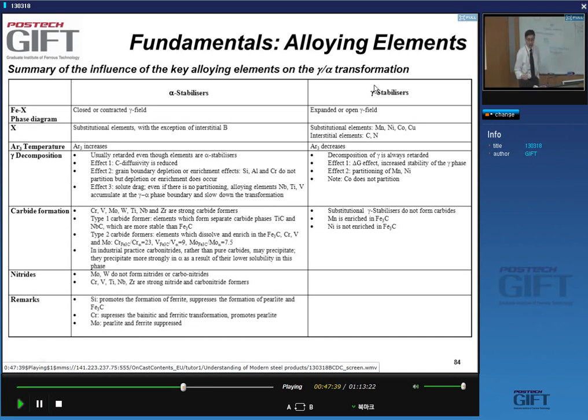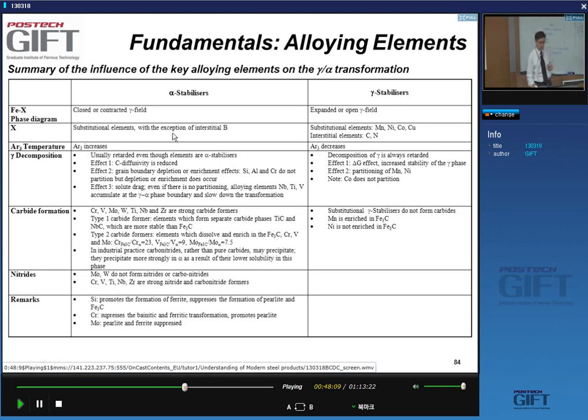What about our austenite stabilizer? A little bit simpler situation. The austenite stabilizers expand or open the gamma field. What elements are we talking about? Well, we talk about manganese, nickel, cobalt, and copper, of which in regular steel products, carbon steels, manganese is the most important one. And then we have interstitial elements, in this case, carbon and nitrogen.